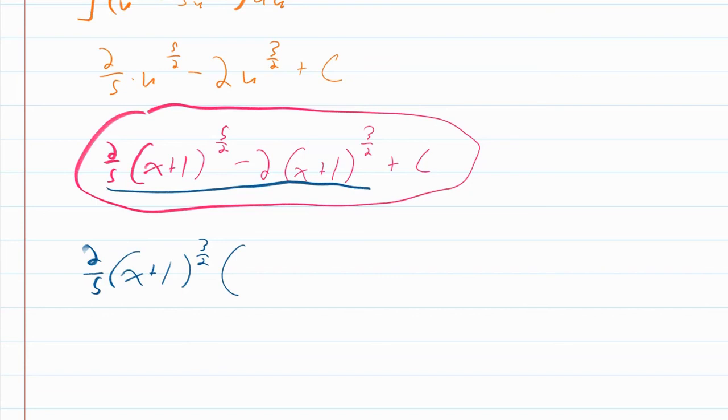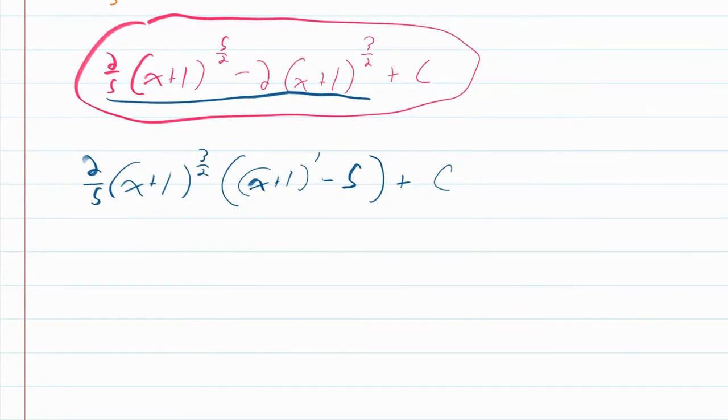Dividing out a 2/5 has the same effect as multiplying by 5/2, so that goes away in the first one. And when I divide x plus 1 to the 3/2, it's like subtracting an exponent. I just get x plus 1 to the 1 power. With this 2 here, I'd also multiply that by 5/2. This becomes a minus 5, and I factor that out completely. And then I just get a plus constant off to the side. So another alternative way to write this would be 2/5 x plus 1 to the 3/2 times x plus 1 minus 5, which would just be x minus 4, and then plus constant.